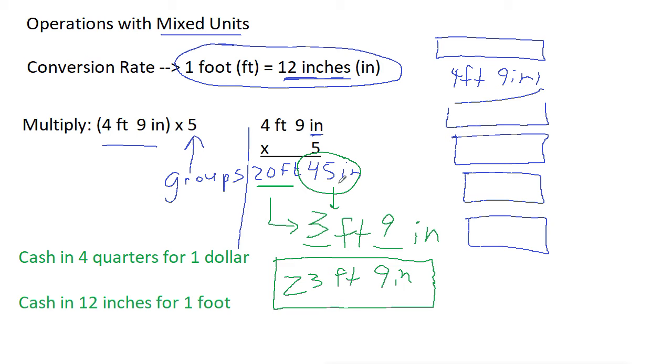I don't want more than 12 inches, or rather, I don't even want 12 inches, because anytime I get up to 12 inches, I can cash that in. So 45 inches, ultimately you can get 3 feet out of that, and you'll have 9 inches left over. So your 20 feet gets 3 feet more, so you're at 23 feet, 9 inches.